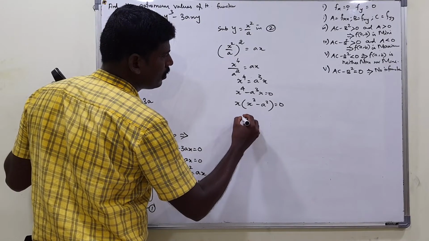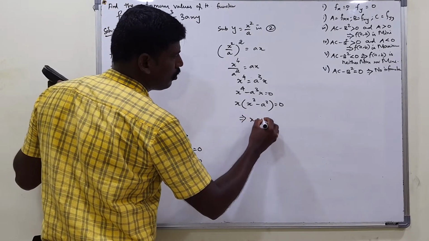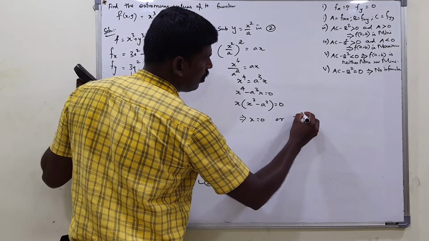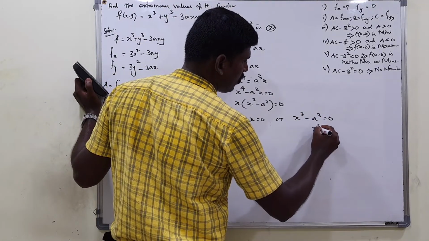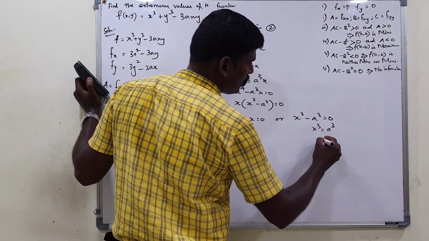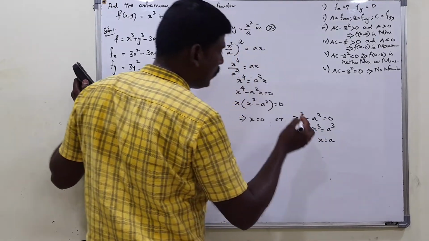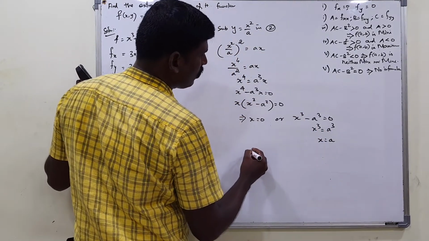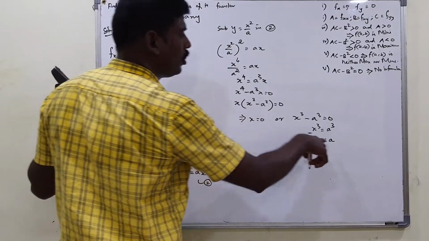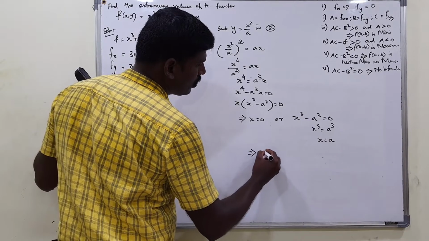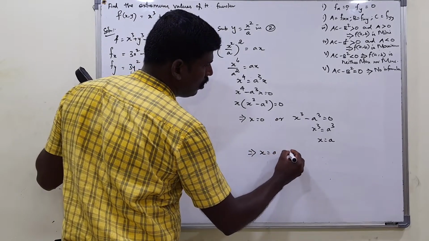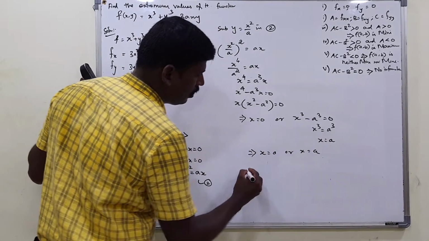Therefore, this implies x equal to 0 or x cube minus a cube equal to 0. This implies x cube equal to a cube. So x is equal to a, isn't it? So what are the points we will get? X equal to 0 or x equal to a, isn't it?